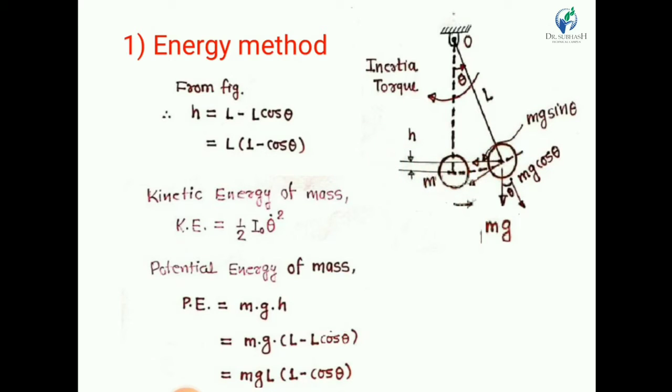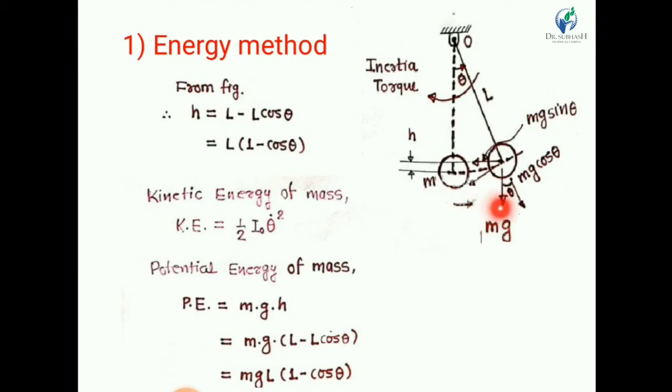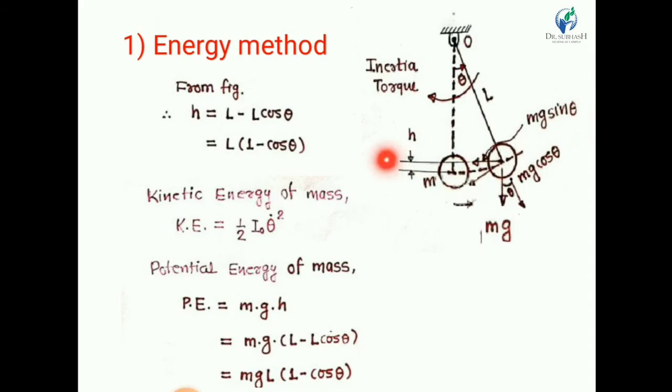But in this case we consider that there is no pivot friction and no air resistance. So we neglect two things: one is pivot friction and second one is air resistance. So my dear friends, this is the initial condition and this is the extreme right position of the pendulum. When our bob reaches the extreme right position, there is an increment in height, small h. So from the figure we can say the small h, we use it here in the energy method.